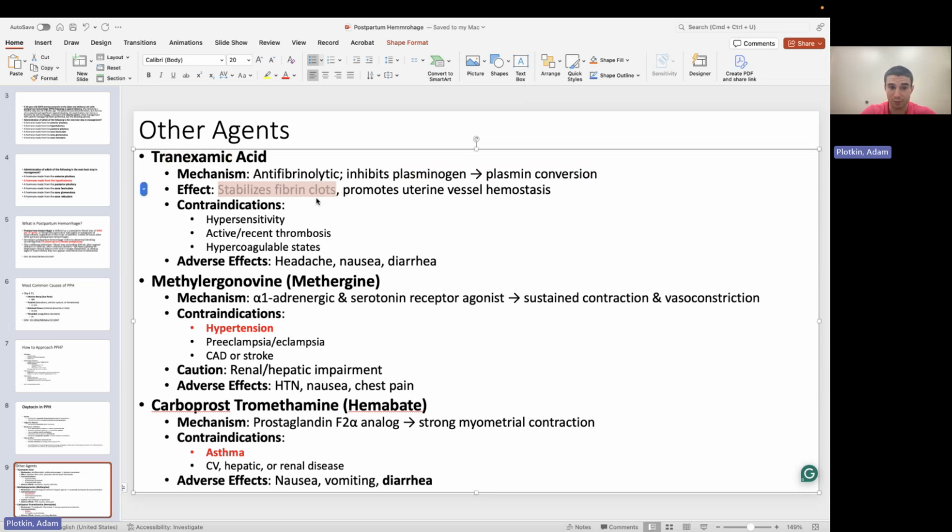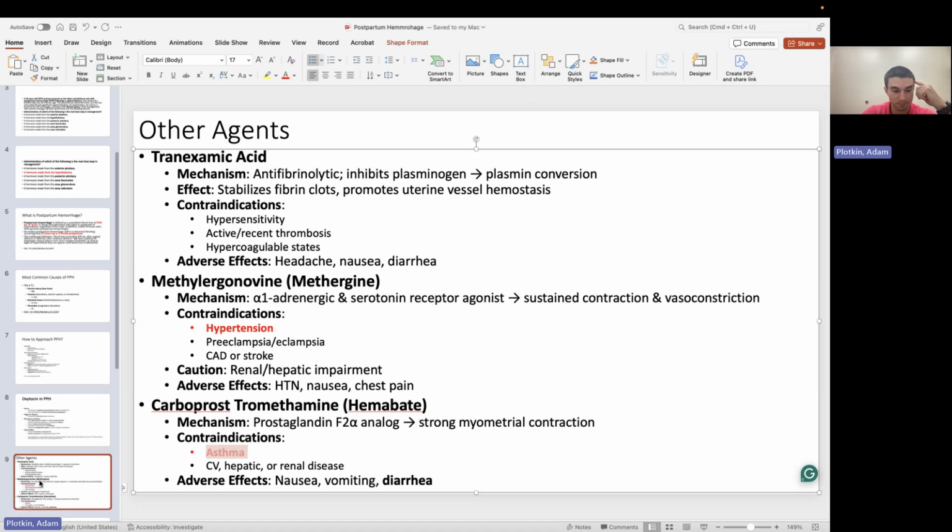So again, TXA blocks plasminogen to plasmin. It helps stabilize our fibrin clot. Look out for patients with hypercoagulable states. Methylergonovine is an alpha-1 and serotonin agonist. It's going to cause sustained constriction of our blood vessels. Look out in patients with hypertension. And then carboprost, it's a prostaglandin F2 alpha analog, causes strong myometrial contraction. Watch out in patients with asthma.